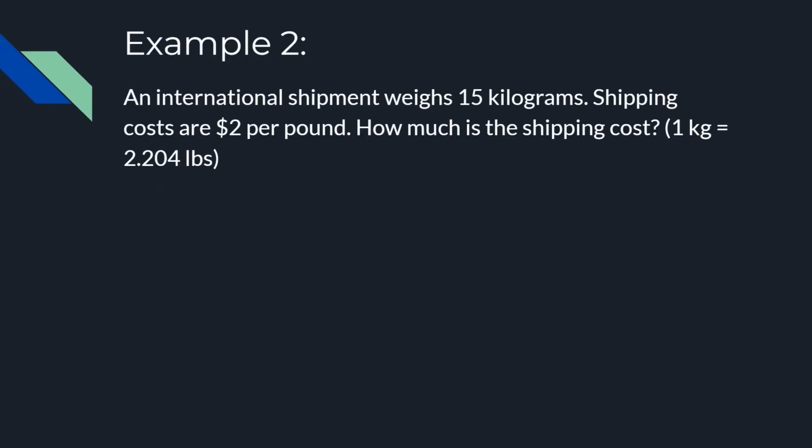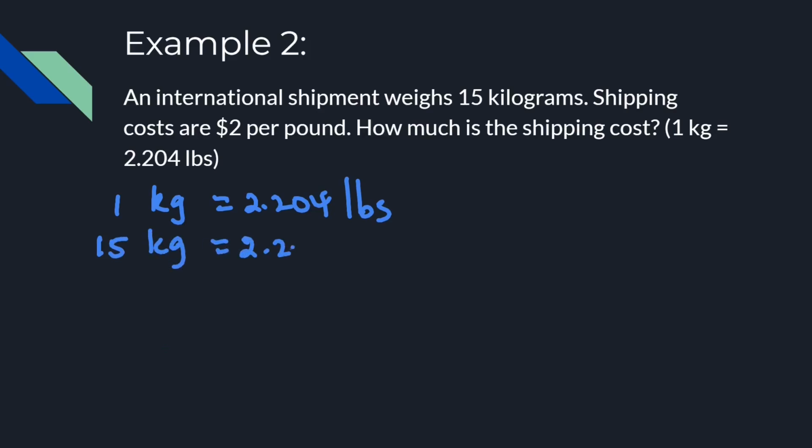Here's another example. An international shipment weighs 15 kilograms. Shipping costs $2 per pound. How much is the shipping cost? Okay, the first thing we need to do is convert kilograms to pounds. So 1 kilogram is equivalent to 2.204 pounds. That means 15 kilograms would be equal to 2.204 times 15 pounds. And the answer for that is 33.06 pounds.